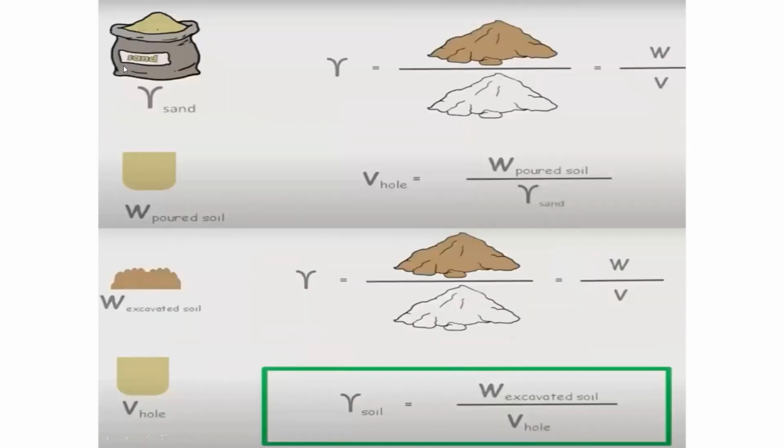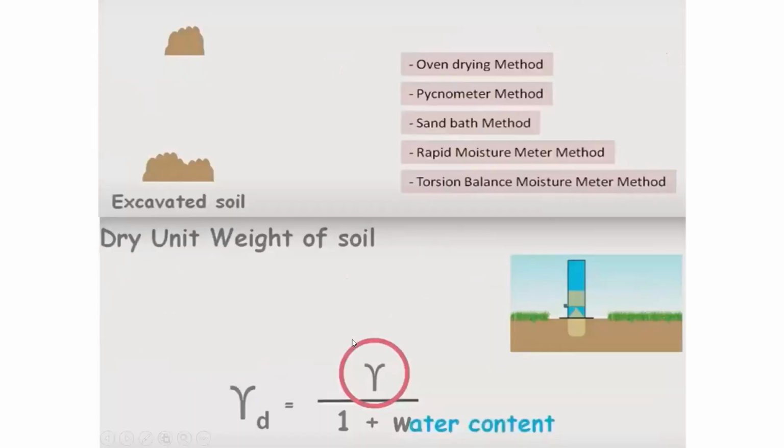See, this is the thing. Mass by volume, weight by volume. You are calculating. So this is the bulk density of the soil you will be getting from the field. And also, after bringing that soil, you will be calculating the water content by oven drying method or pycnometer method, sand bath method, rapid moisture method. See, these are the various methods.